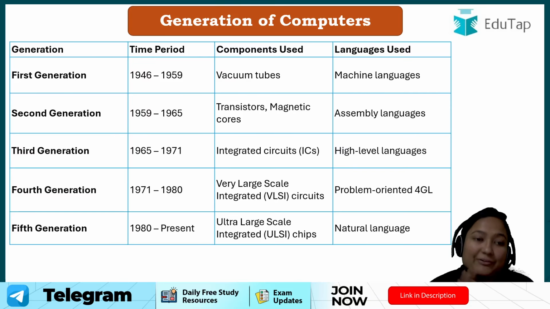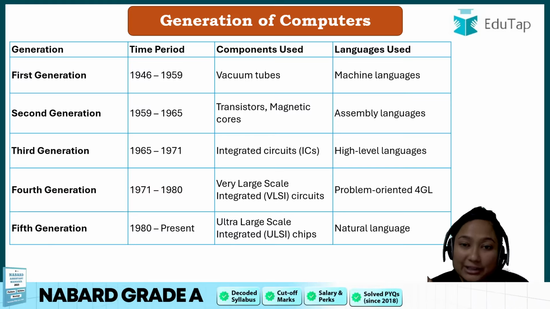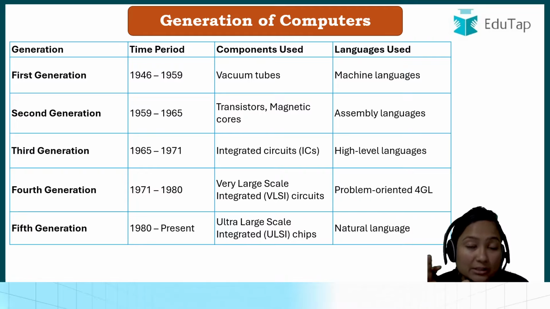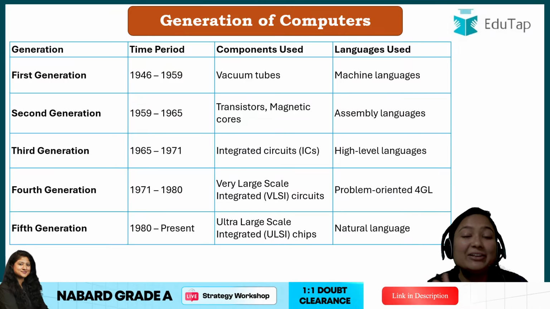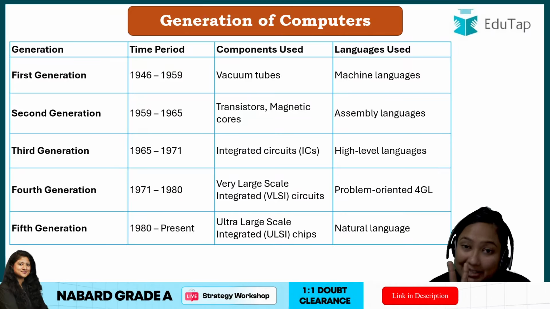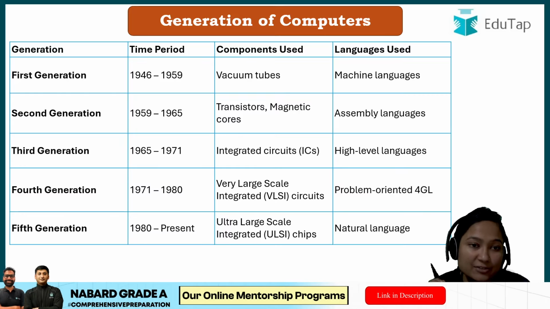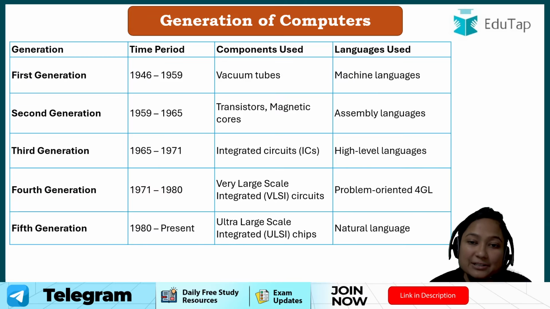Okay, so the very first generation was in the time period of 1946 to 1959. The main feature here is that we had vacuum tubes, the main component used for processing, and the language used was machine language. These two points especially you will have to remember: with the first generation, the component used and the language used. Then after that we have the second generation. In the second generation, vacuum tubes were replaced by transistors and magnetic cores. The language used in the second generation was assembly language.